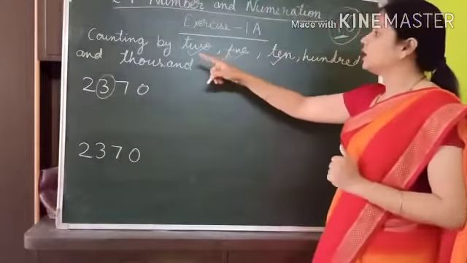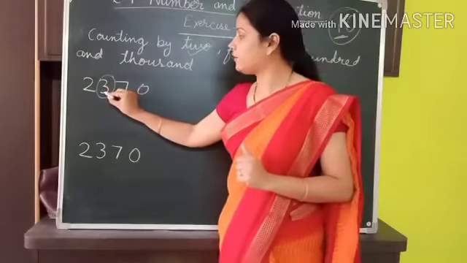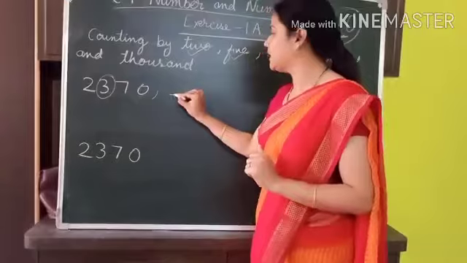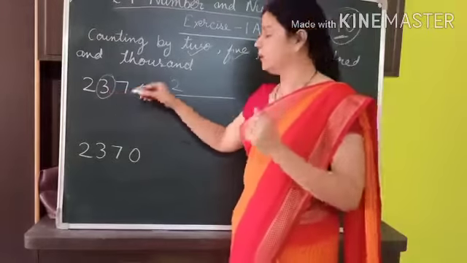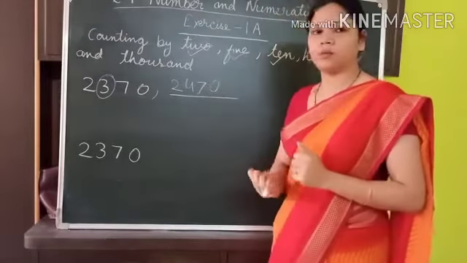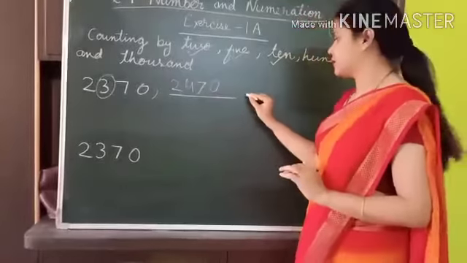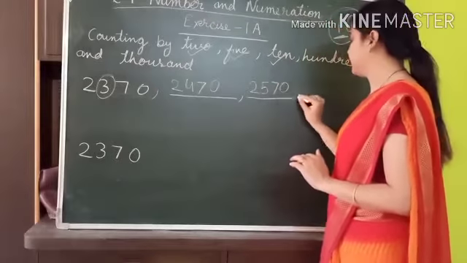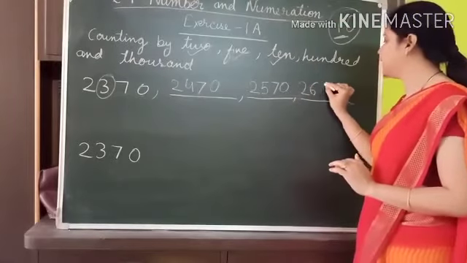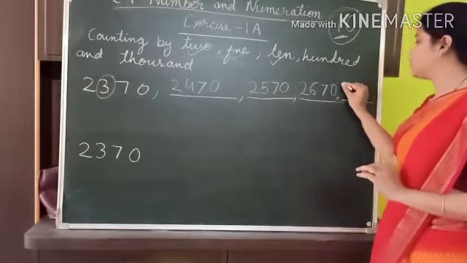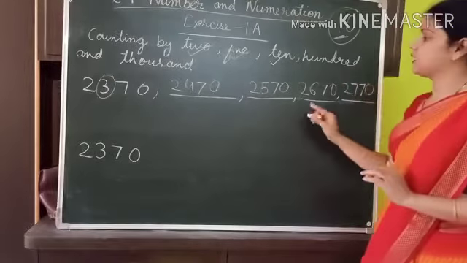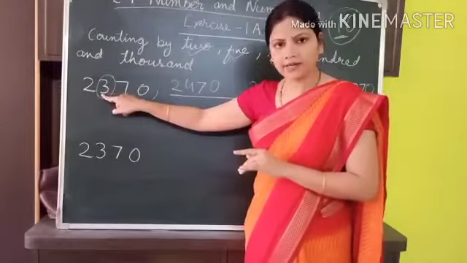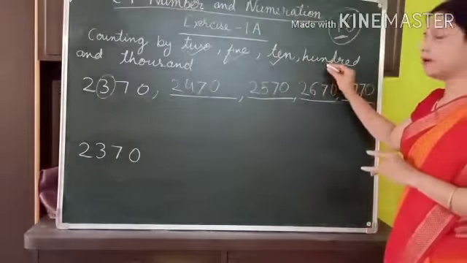So, if we have to do counting by 100, then we have to add 1 to the number that is placed at 100s position. Okay. So, this time again we will do like this. 2000, 3 plus 1, 4, 7, 0. These number we have to write as it is. Okay. Again, 2570, 2670, 2770. We have just only increased one number to the number that is placed at 100's position. Understood? So, counting by 100 is also clear.